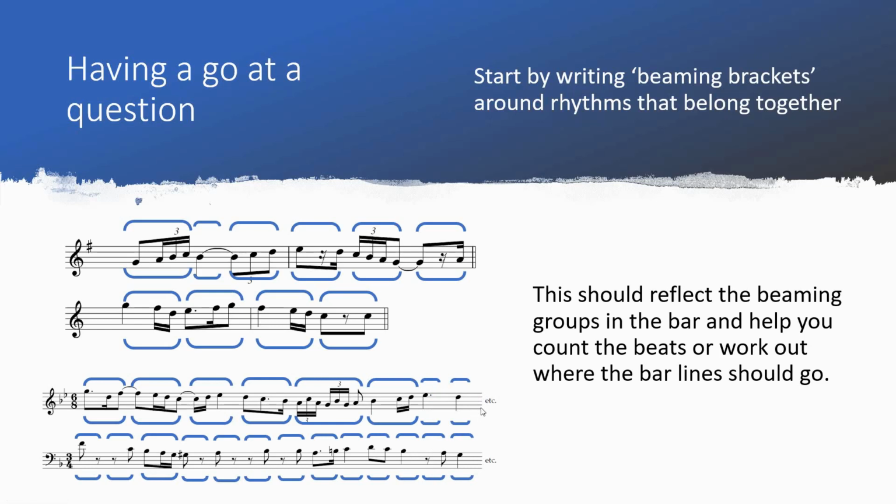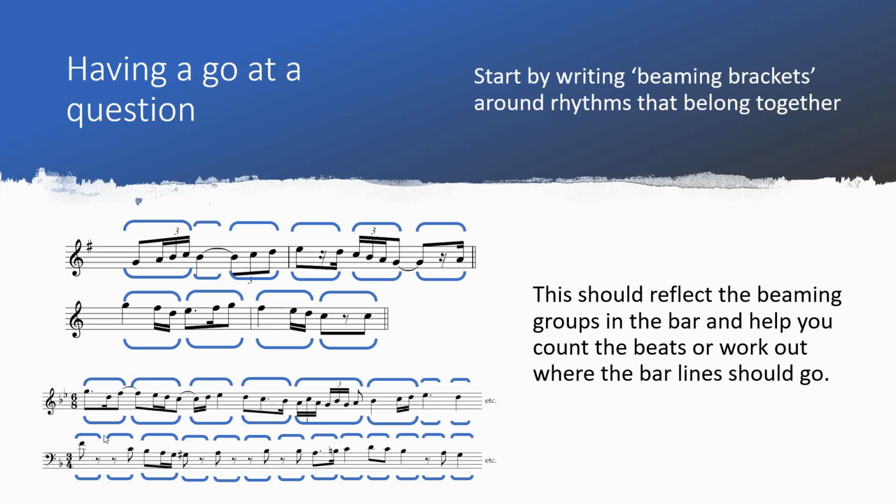Get your pencil out, draw some little square brackets around the notes to try and group them together and to reflect the beaming, and that should help you. Obviously, you've got to remember this example down here. You've got to remember to think about what the rests are worth as well, because they form part of the value of the bar. That's very important to remember.